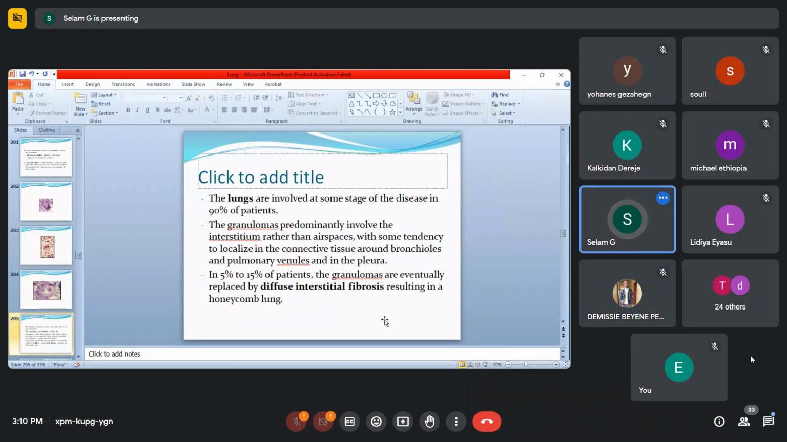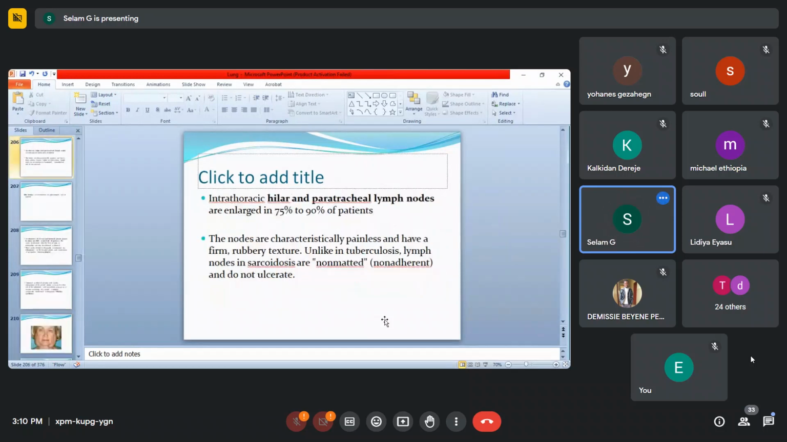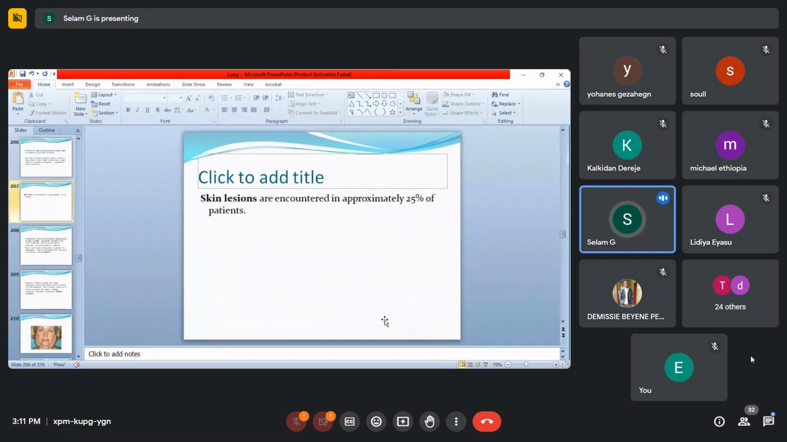restrictive pulmonary diseases. Intrathoracic, hilar, and paratracheal lymph nodes are enlarged in up to 75 to 90% of patients, and the nodes are characteristically painless and have a firm, rubbery texture. Unlike in tuberculosis, lymph nodes in sarcoidosis are non-matted or non-adherent to one another and do not ulcerate. So you see discrete lymphadenopathies in sarcoidosis, while usually in tuberculosis you find matted lymph nodes.